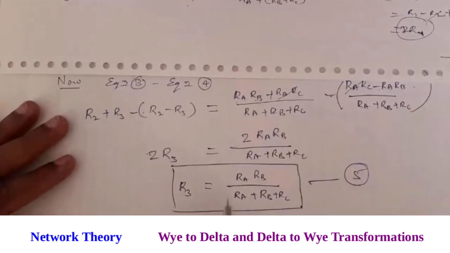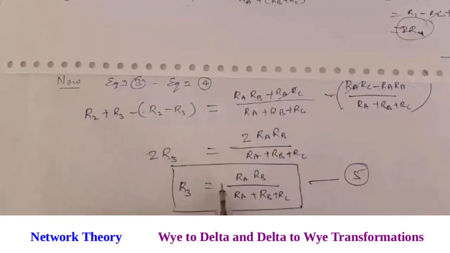This equation, R3, is the resistance of a Y network. It can be found using the resistances of the delta network, because RA, RB, RC are the resistances of the delta network.